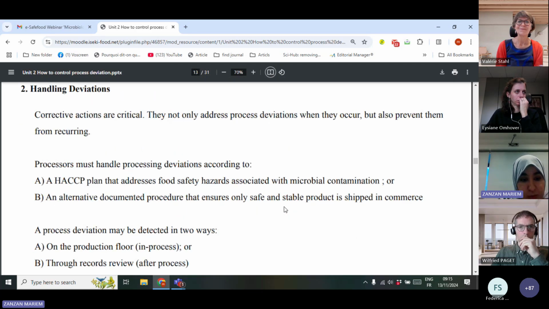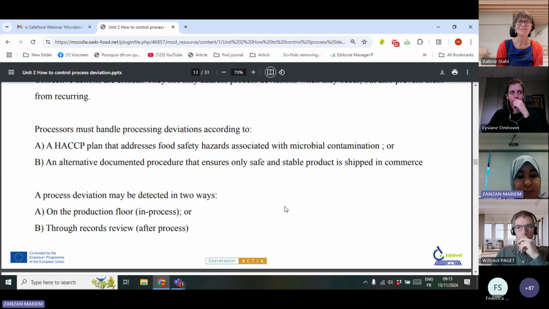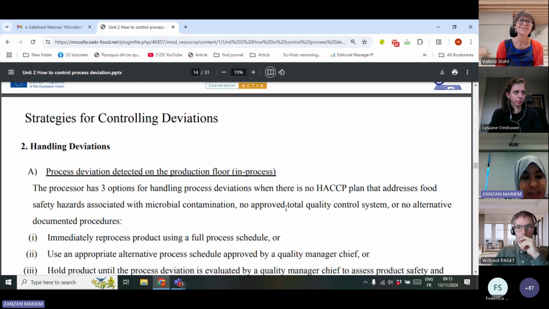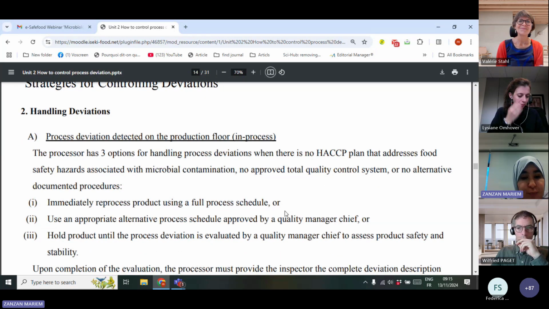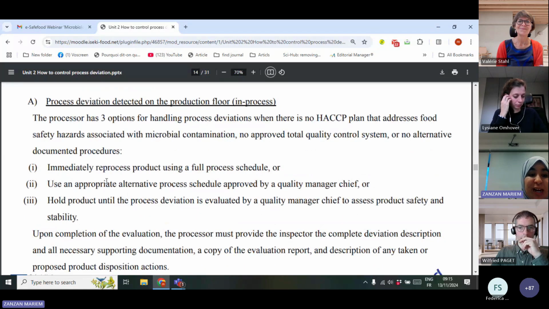The detection of process deviation can happen in process, which means in real time, or can happen after process, during the record review. So in the case that it's detected during the process, and we don't have any alternative documented procedure or HACCP plan, we have 3 options. So we have to immediately reprocess the product using a full process schedule.